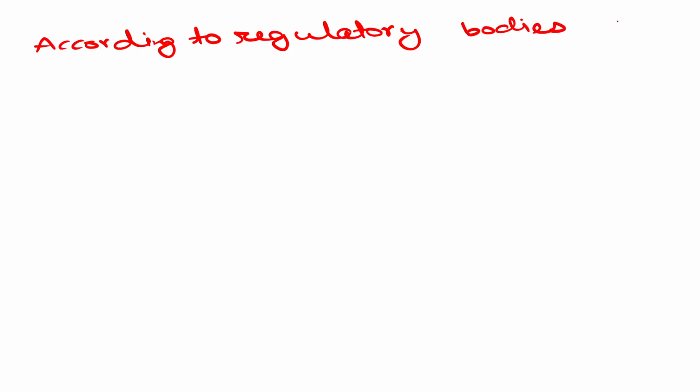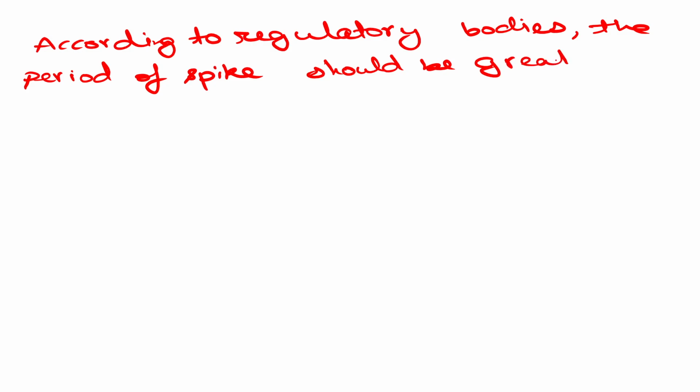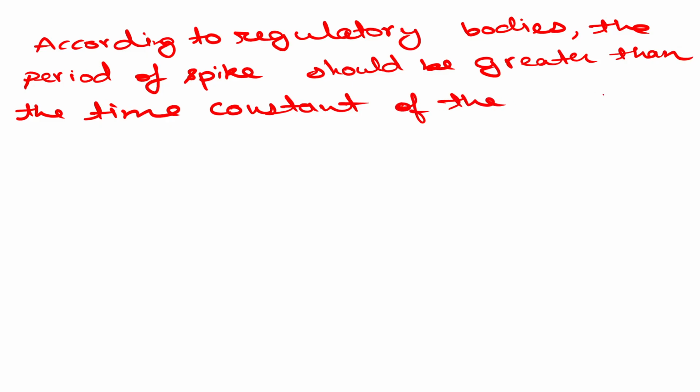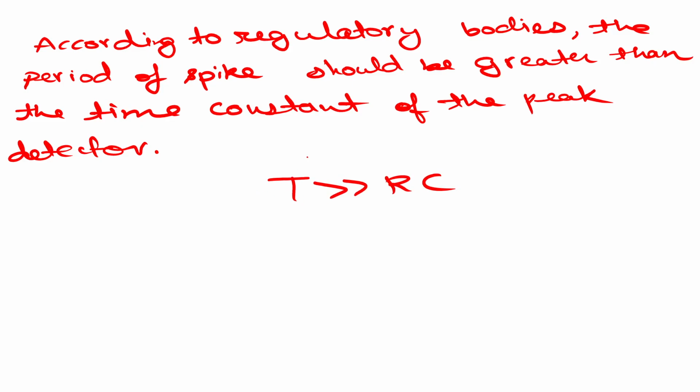I will just write down what I told you. So according to regulatory bodies like FCC or IEC, the period of the pulse should be greater than the time constant of the peak detector. So that's why the answer was time T should be greater than RC. This is the period of the spike and RC is the time constant of our peak detector.